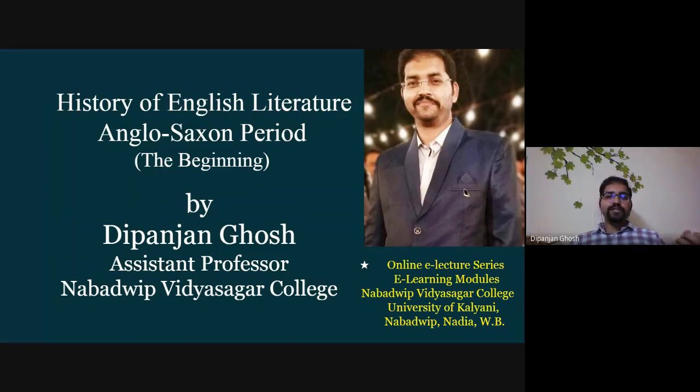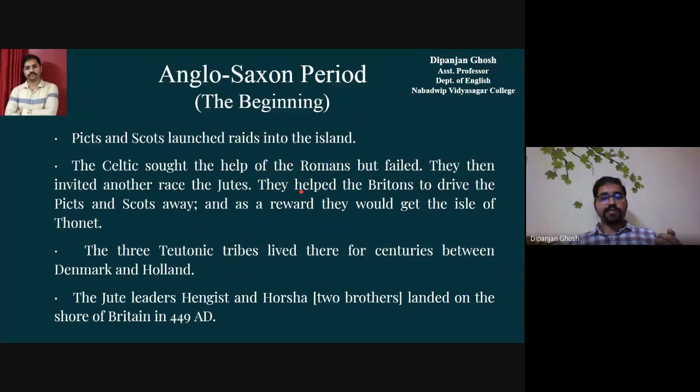In my previous lectures on the history of English literature, I have mentioned the typical outline of the history of English literature from the Old English period to the modern period or late modern period. And I have discussed the Anglo-Saxon period, why it is called Anglo-Saxon, and the basic reasons why the Angles, Saxons and Jutes actually came to England. So let us continue our lecture from this point.